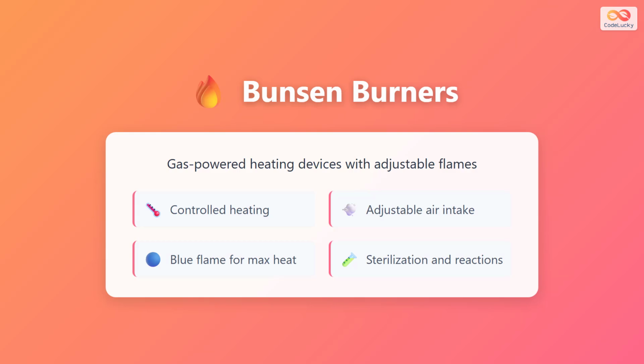The Bunsen burner is your primary heat source in the laboratory. This gas-powered device produces an adjustable flame that you can control by regulating the air intake at the base. When properly adjusted, a Bunsen burner produces a blue flame, which is the hottest and most efficient for heating.